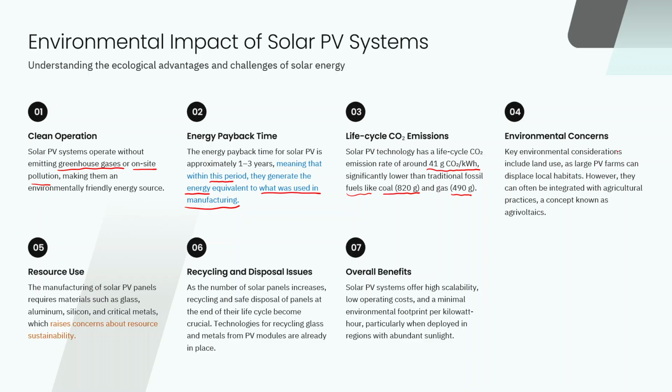One of the key environmental considerations in solar PV systems is that they displace the local habitat. If you go for a large wind farm, you need a large area, an open area, so that might displace the local habitats.